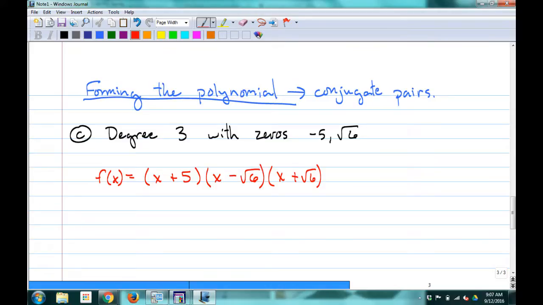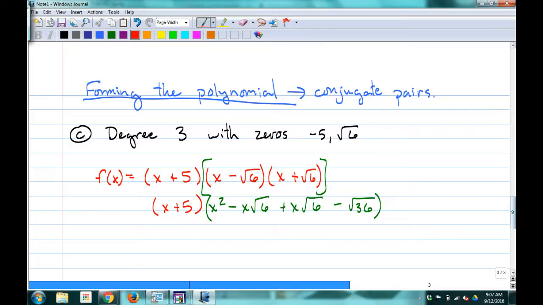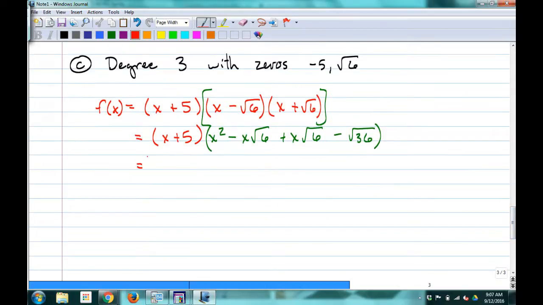We want to get it in standard form. Okay, so anytime I've got those conjugate pair pieces there, I'm going to multiply those together first, because that'll get rid of those radicals involved. So I'm going to multiply these two together first. x times x is x squared. I get a negative x radical 6, a positive x radical 6, and then a negative square root of 36 out of that. And then I can simplify that. I've still got the x plus 5 hanging out in the front, but I'm going to simplify before I multiply by x plus 5.